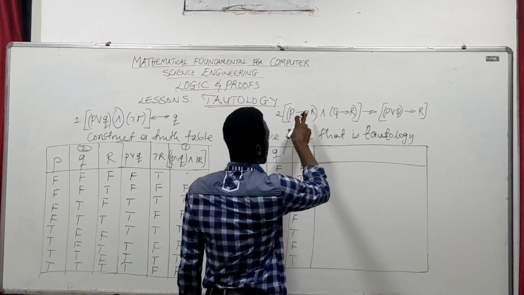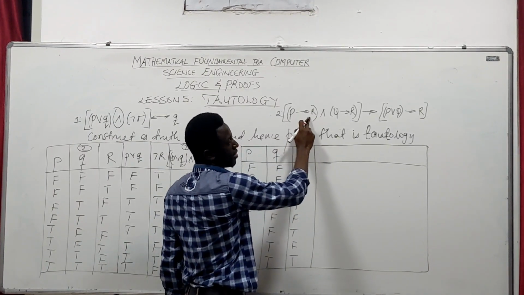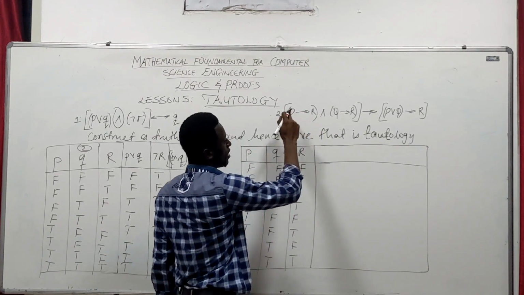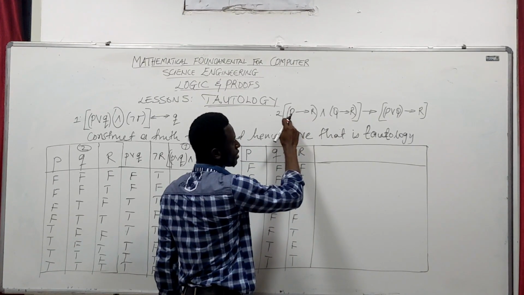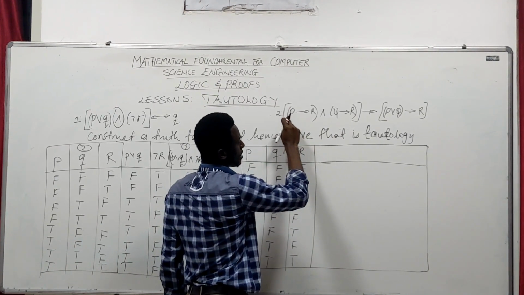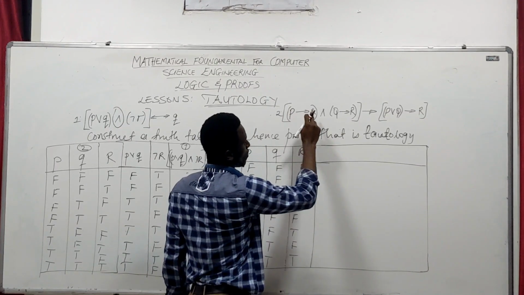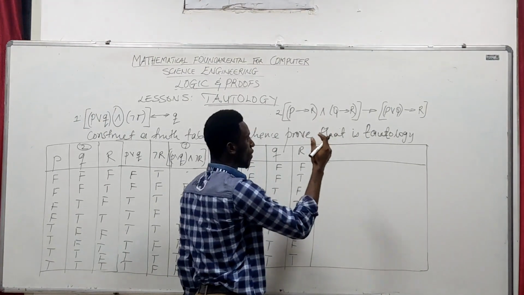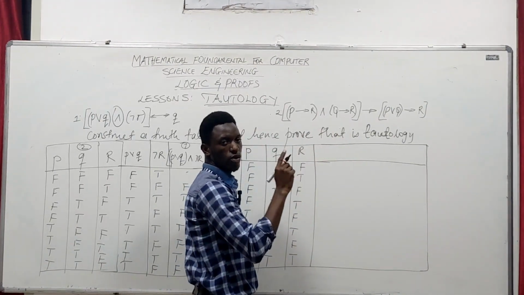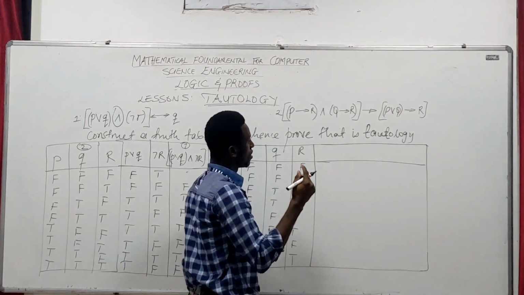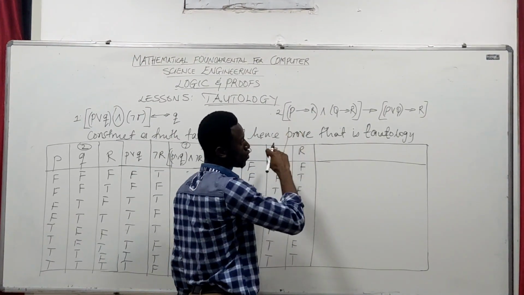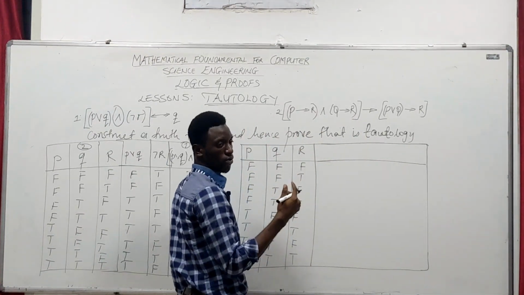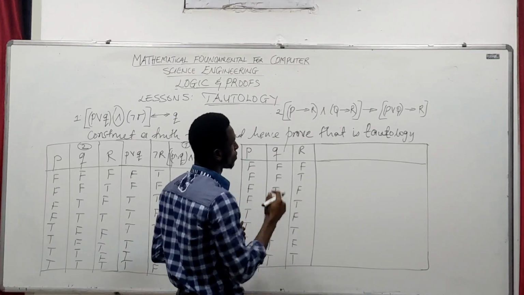So here you can see we have conditional statements, not biconditional. For conditional statements, if the antecedent or the premise is true and the consequence or the conclusion is false, then we have false. Otherwise, it's true. Only one condition will give us a false value. Otherwise, everything becomes true. Okay?